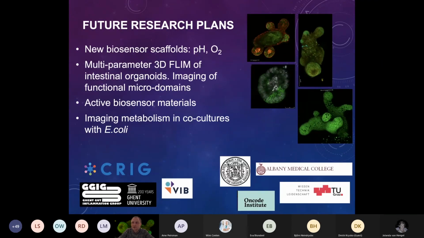So the future research plans for our group are that we're going to design new biosensor scaffolds, move towards multiparameter 3-dimensional FLIM of complex intestinal organoids, and we're also trying to start new co-culture experiments with E. coli and visualize the metabolic interactions of organoids, epithelial cells, and E. coli.